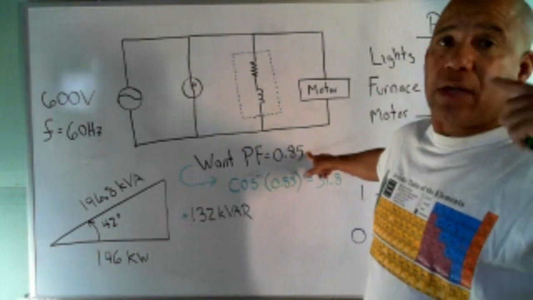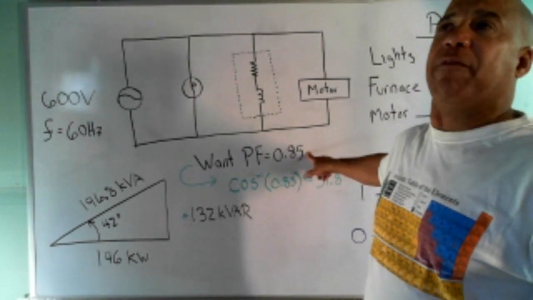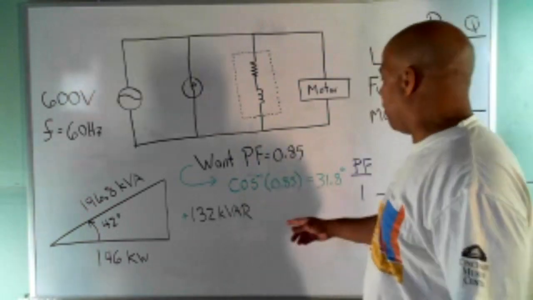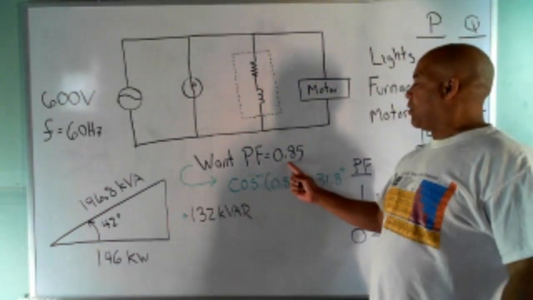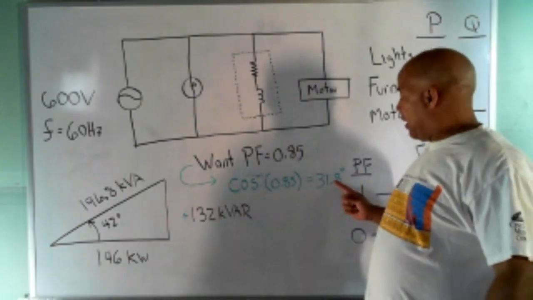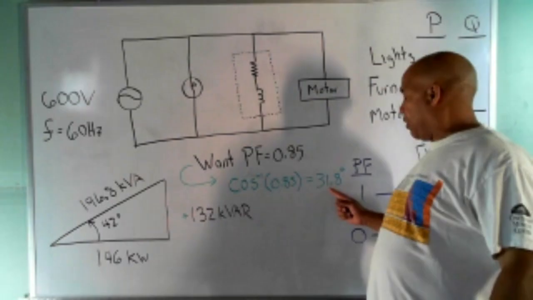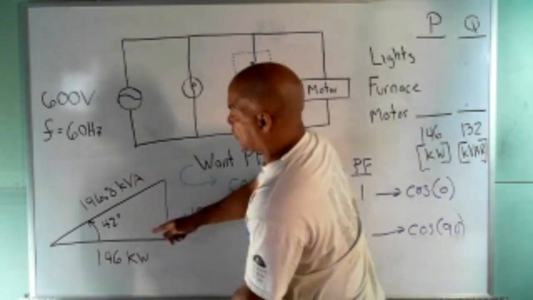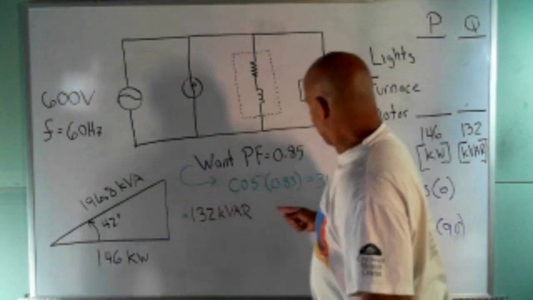So you ask yourself, okay, I want to bring the power factor up to 0.85. What angle is associated with this? And so what we figured out was, we're going to take the inverse cosine of the power factor to get the associated angle. And somebody, I think it was Jacob, told me it was 31.8 degrees. That means you want to lower this side down so that this angle on this side now is about 32 degrees.